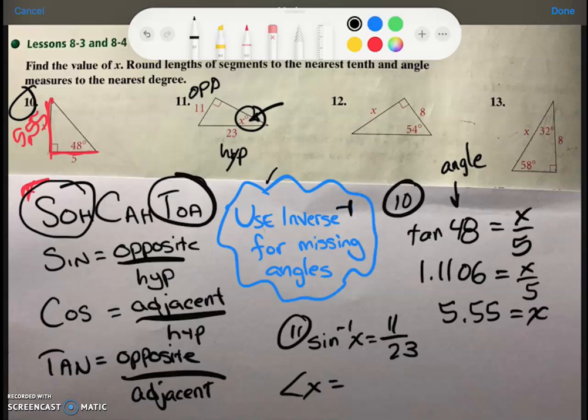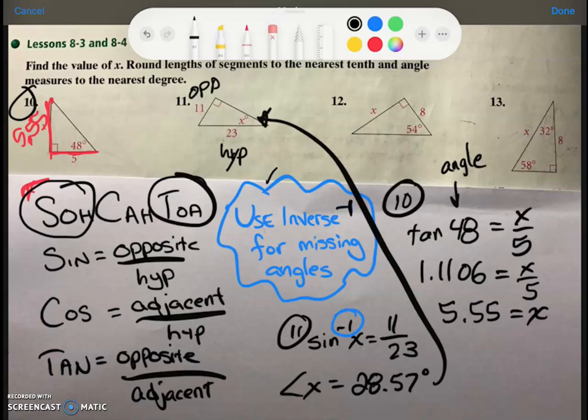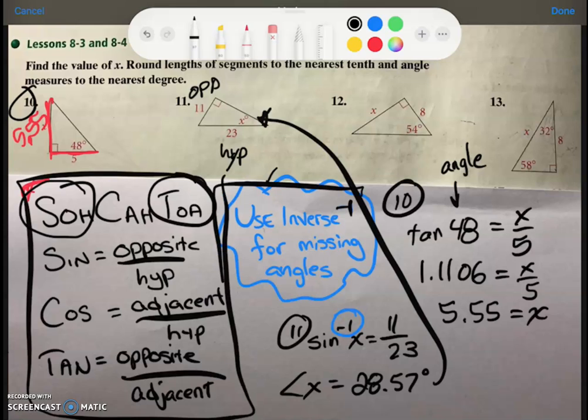Now, because it's a missing angle, we are going to use the -1 button. So you've got to be able to find this in the calculator. You have to hit second, and then it should pop up sine with the -1, and then you type in 11 over 23, and my answer will be 28.57 degrees. So the calculator knows that this is about 28.57 degrees right here. All right. So you got to know your sine, cosine, and tangents, and when to use the -1.